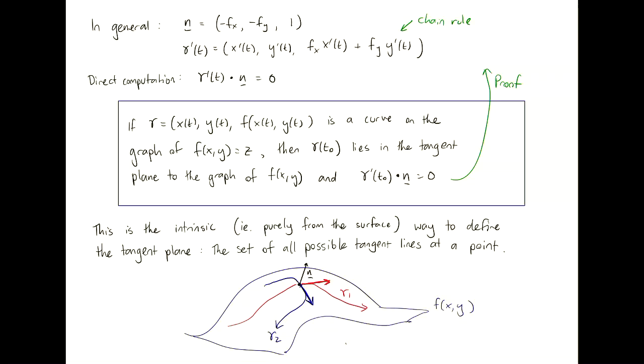If I start to put together all of these curves, all of these vectors, then I will get a vector space, and that vector space will be the tangent plane. And I've defined it purely by things that are going on in my surface. Yes? Yes, it is. Good.